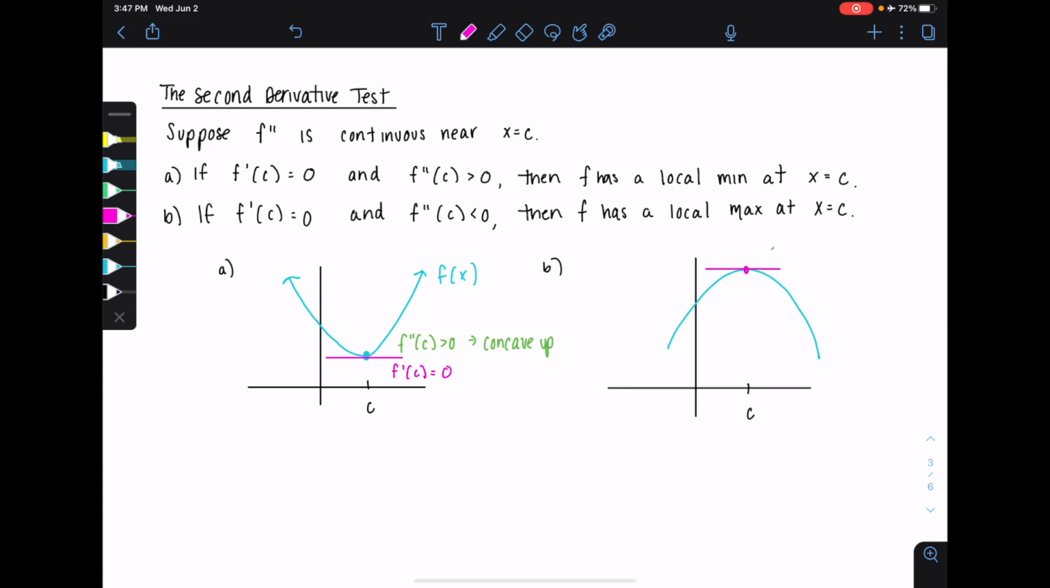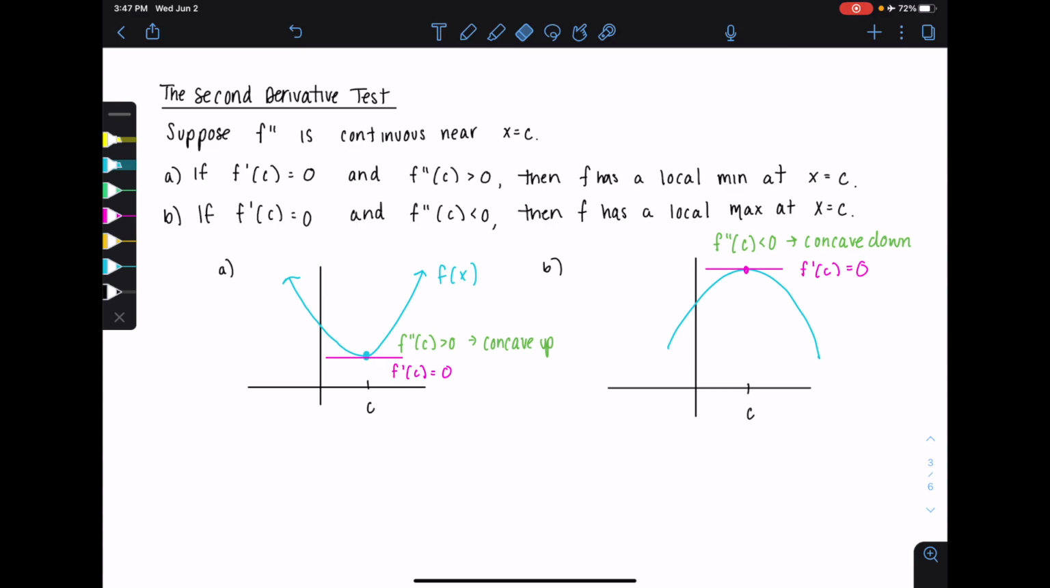Likewise, for this local maximum, we have that flat tangent line at that point. So the first derivative is going to be 0. And it's curving downwards, so that second derivative is less than 0, which means it's concave down. Okay? So really you can use any of these tests to classify your local maxes and mins, as long as you're comfortable with both.